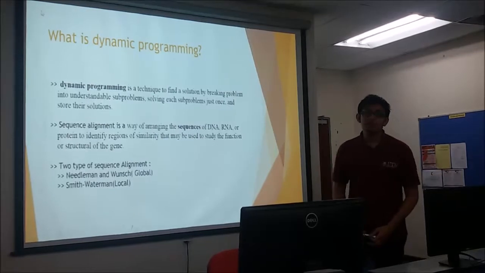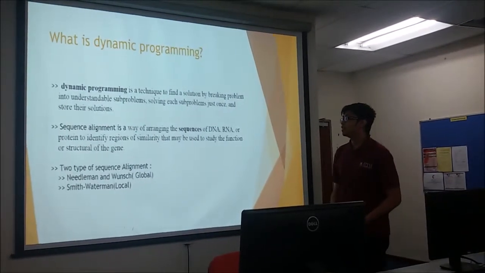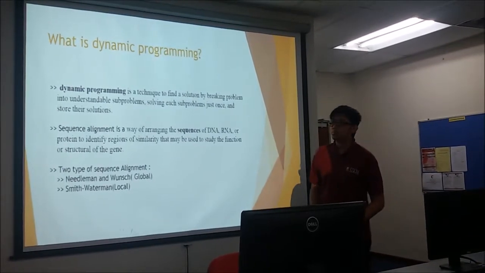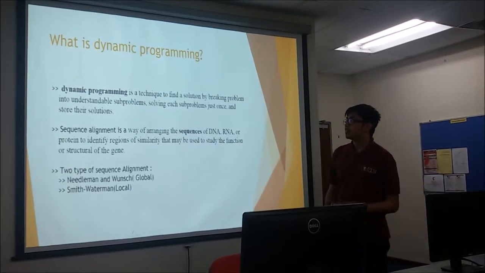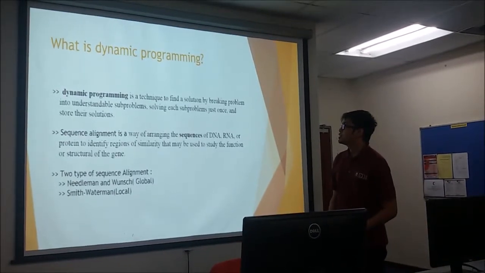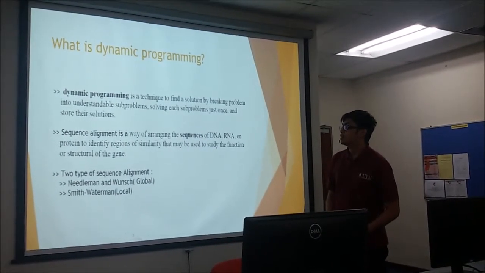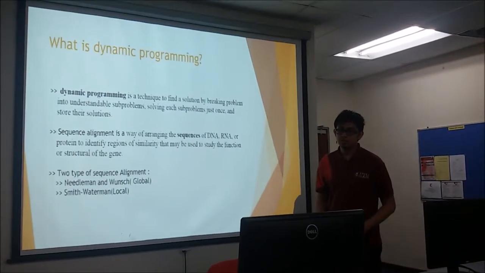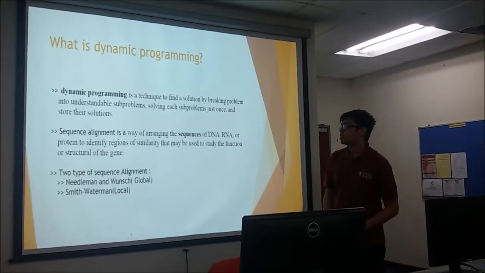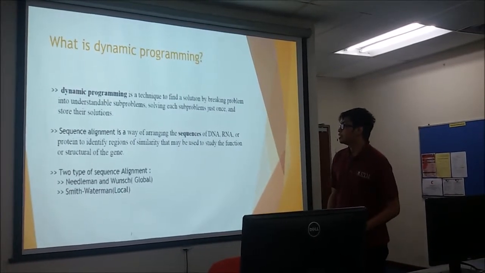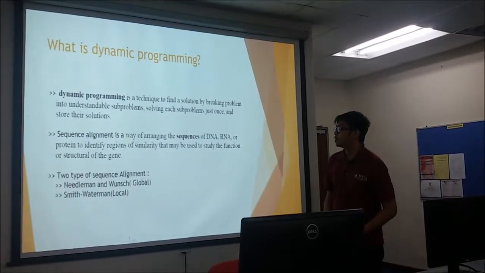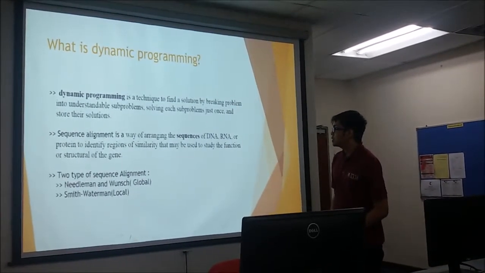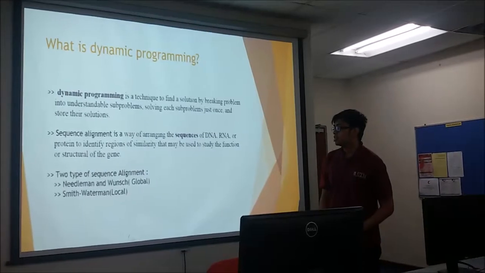So what is actually dynamic programming? Dynamic programming is a technique to find a solution by breaking a problem into understandable sub-problems, solving each sub-problem just once and storing their solutions. So we break the big problem into small problems to make it easier to solve. And then second, sequence alignment is a way of arranging the sequences of DNA, RNA or protein to identify regions of similarity that may be used to study the function or structure of the gene.